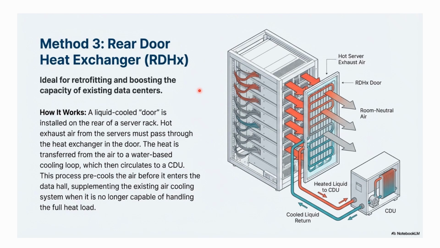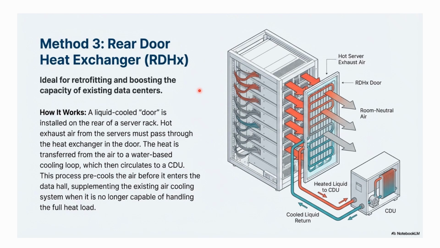Precisely. So the server fans are still working, pulling cool air from the front and blasting hot air out the back. But instead of that hot air going into the room, it has to go through the door first. It passes through the heat exchanger door and a cooling loop inside that door. Usually just water strips the heat out of the air instantly. So you're trapping the heat at the source before it ever contaminates the rest of the room.